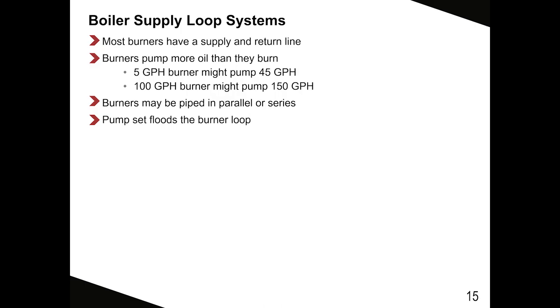Cast iron and fire tube boilers are typically supplied with burners with integral fuel oil pumps. These pumps, by code, are positive displacement pumps, similar to what we provide on our pump sets. They will always pump a constant volume. These pumps are always oversized, one and a half times at a minimum of the consumption rate. A 5 gallon per hour burner might have a 45 gallon per hour pump. Care must be taken when sizing a transfer pump for multiple burners, as the pump rate is significantly higher than the burn rate.